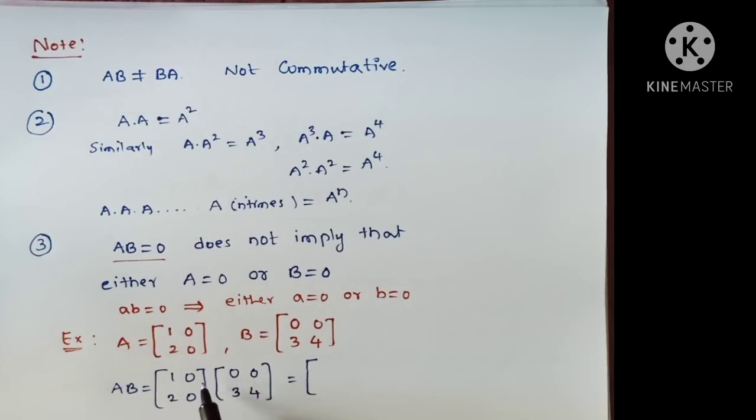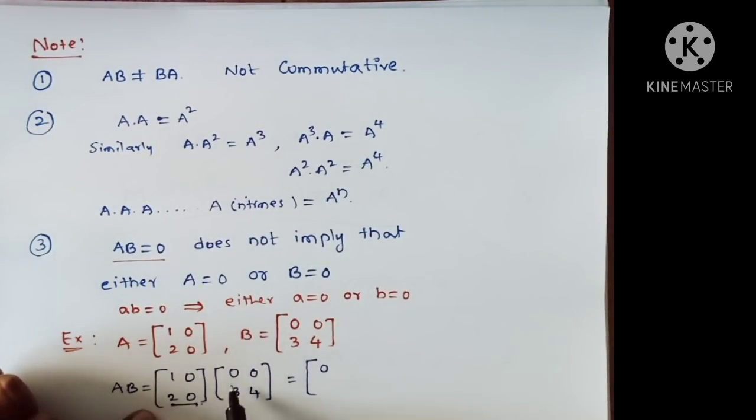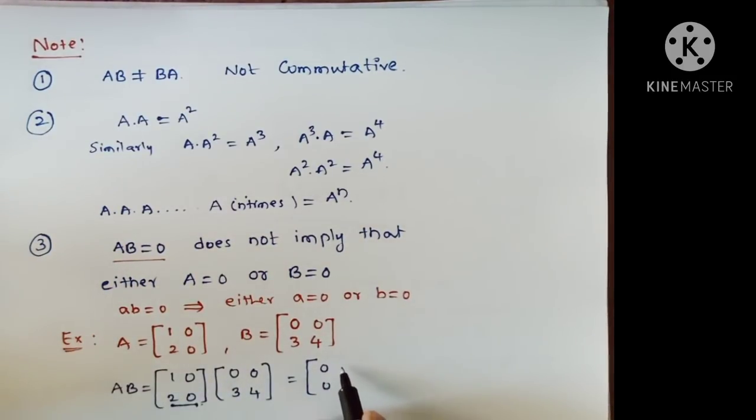Now here, 1 into 0, 0, plus 0 into 3, 0. Similarly, 2 into 0, 0, plus 0 into 3, 0. In the same way, the second column of the resultant matrix is 1 into 0, 0, plus 0 into 4, also 0, and 2 into 0, 0, plus 0 into 4, 0. Here the resultant A into B is equal to 0, right? The product AB is 0, but A is not equal to 0 and B is not equal to 0.